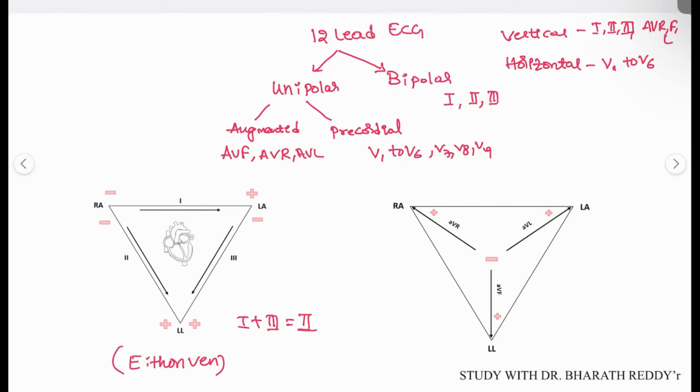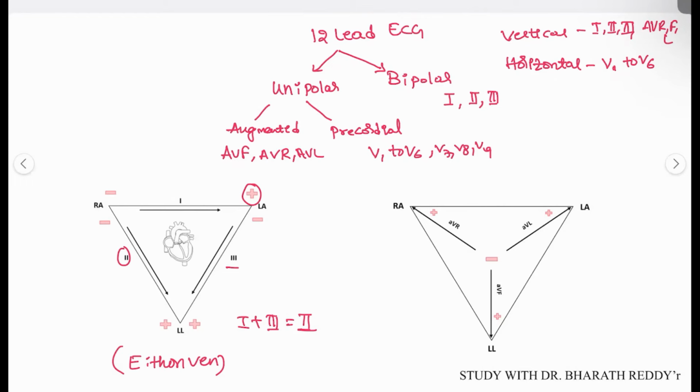How he presented that: there is electrical activity from the right side of the heart to the left side towards the positive side, which is lead 1, and from the left side of the heart towards the inferior side of the heart is lead 3. When we combine these two, there will be a solution for lead 2. This is what the Einthoven triangle represents.